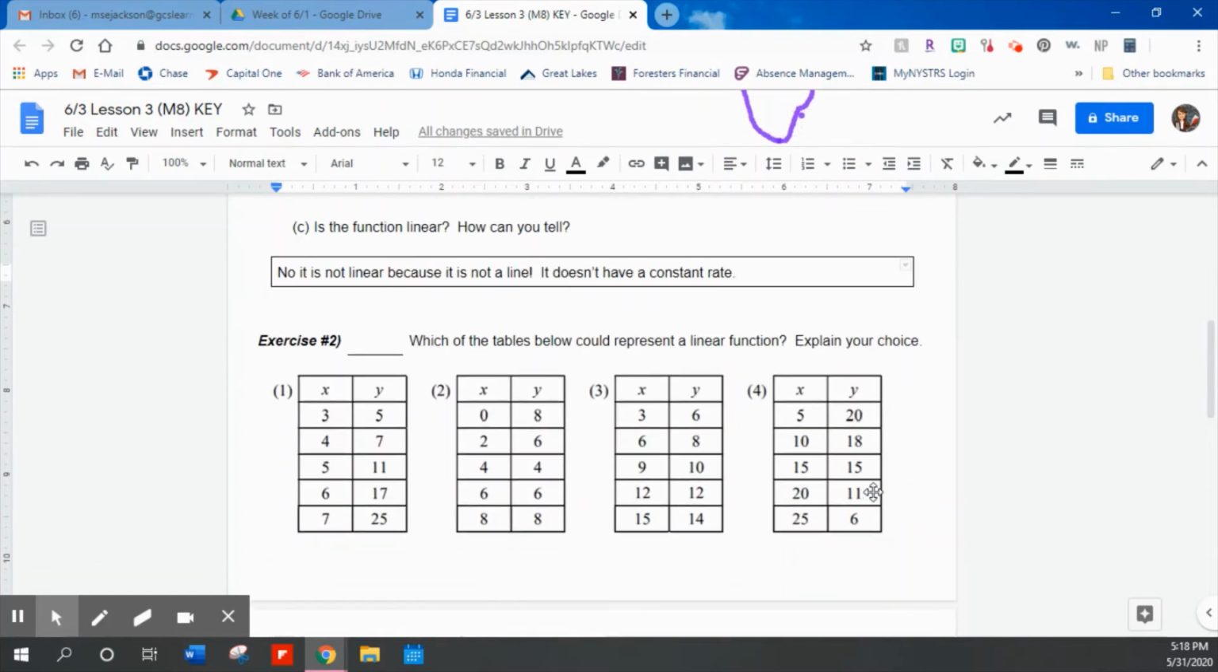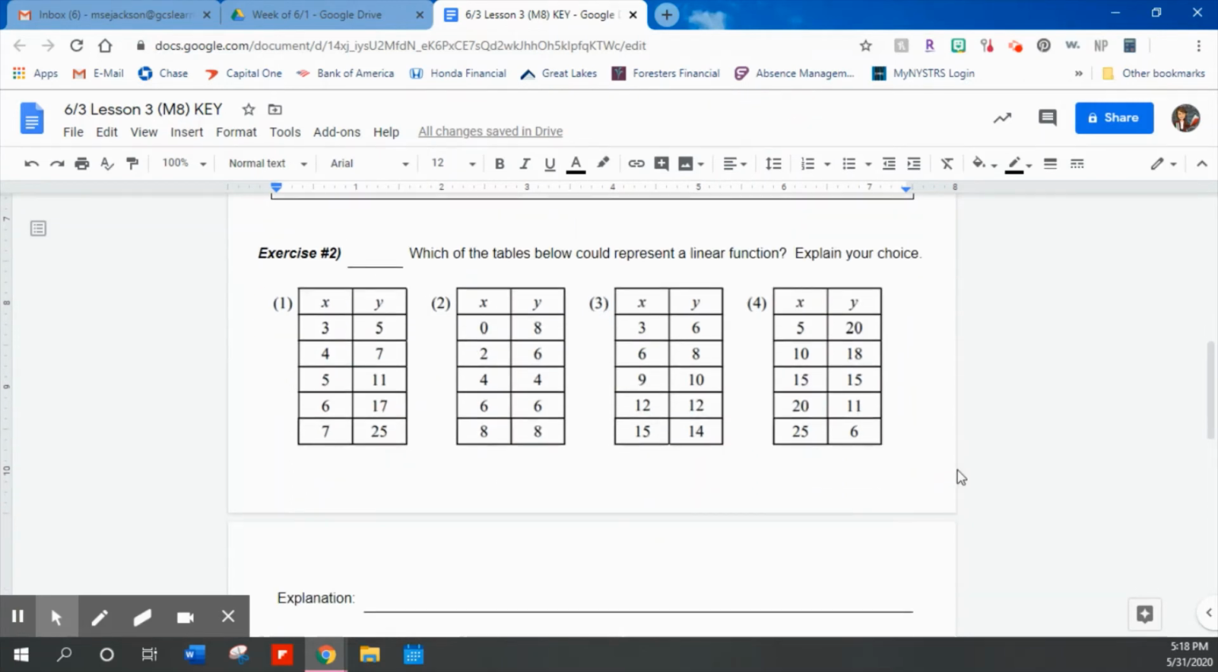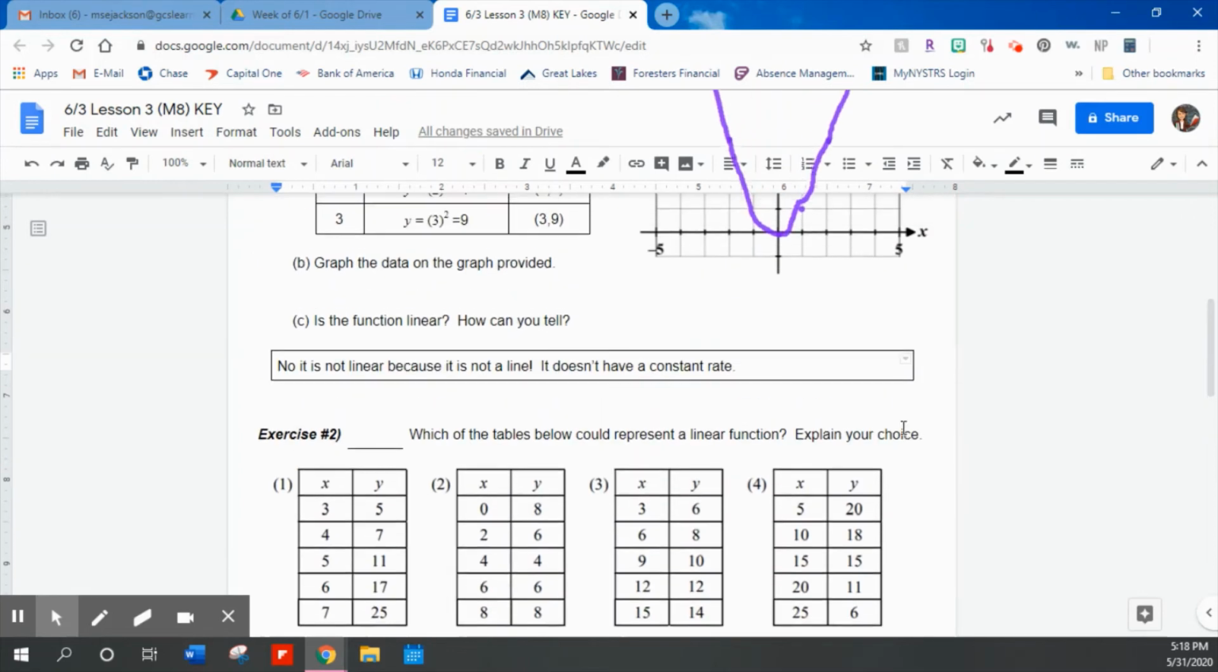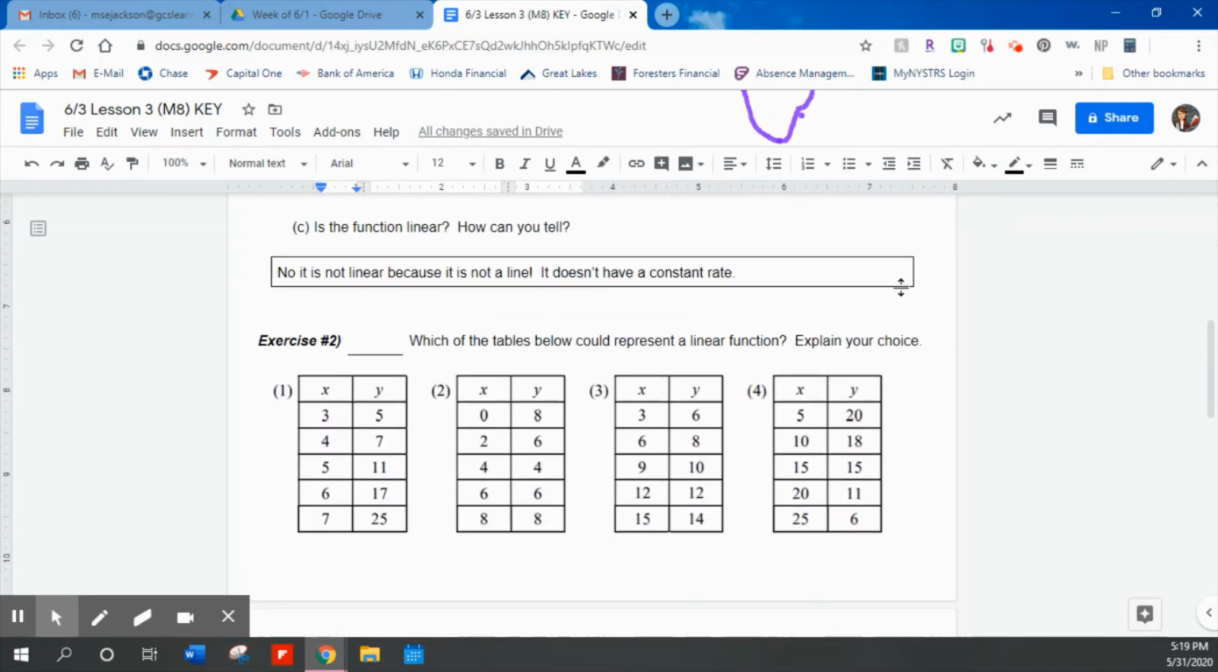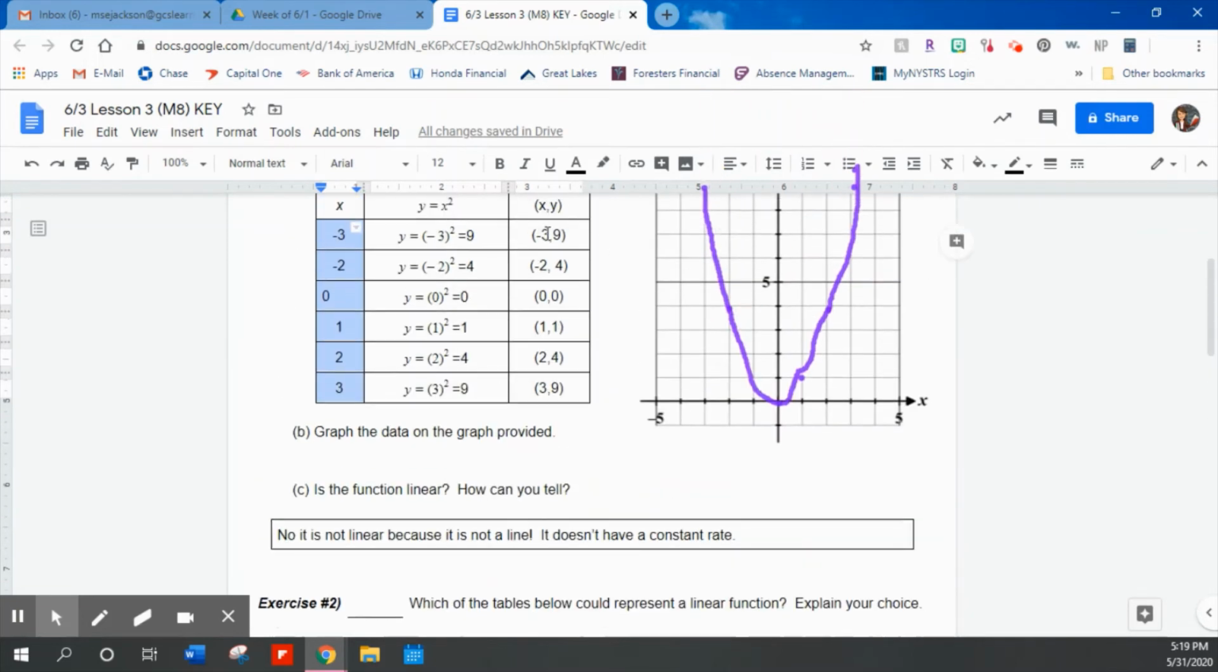Okay, so exercise 2 says, which of the tables below could represent a linear function and explain your choice? Now, if you noticed, my x values I picked randomly. You can plug in any x value. So we're not really looking at x values here. We are looking at the patterns with the y values.